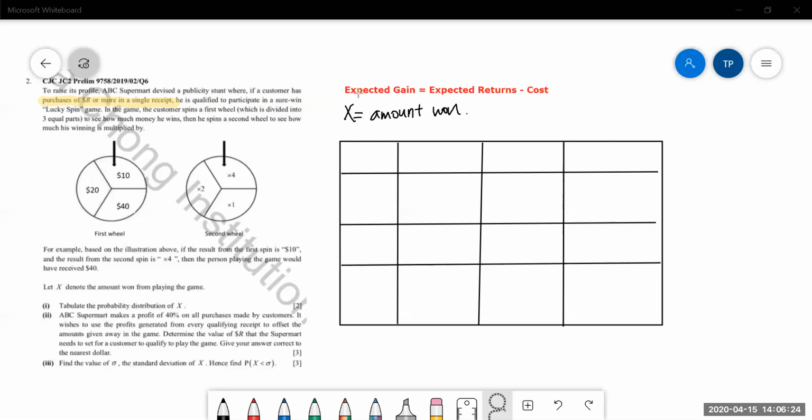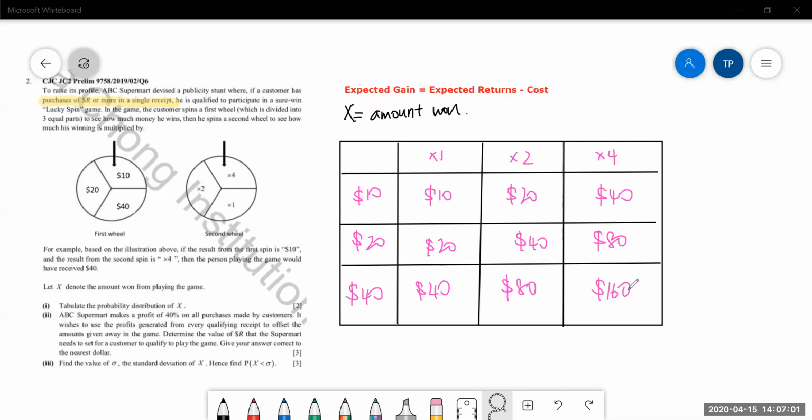Okay, not a very nice table, but here we have $10, we have $20, we have $40. The multipliers are 1, 1, 2, 4. $10 times 1 is $10, then 20, 40. Okay, I think I can do the first question. I put in the distribution table 10, 20, 40, 80, 160, and I put P(X = x) as my table.